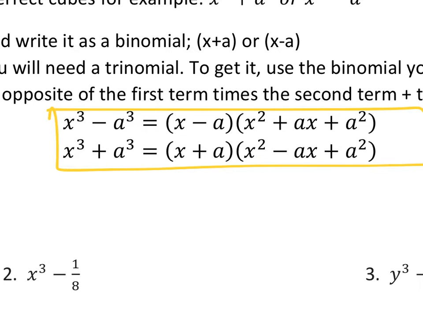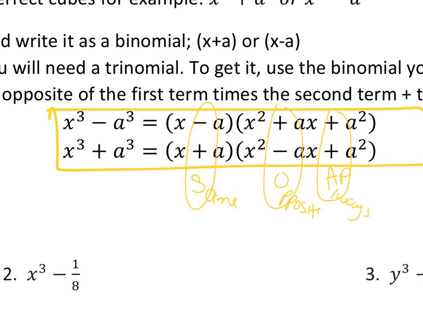So the way that I teach it is I use the phrase SOAP, S-O-A-P. And this tells me my signs. Same, opposite, and this one is always positive. Okay? Now, how do you get your terms? Well, I use the phrase square multiplies square. Okay? So you square the first term to get this. You square the last term to get this. And you multiply the two of them to get the middle. But you'll get the hang of it once we do a few of these.